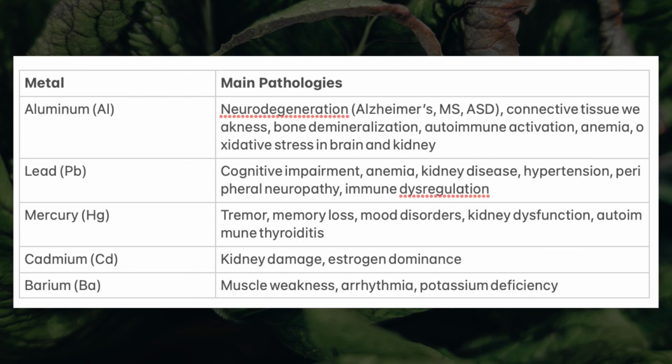Mercury, also mood disorders. It affects the brain. Autoimmune thyroiditis, so Hashimoto's, it can be a driving factor for. Cadmium is a very strong estrogen mimic, so it can cause estrogen dominance and all the downstream effects. It can cause kidney damage, and barium can cause muscle weakness and arrhythmias through potassium deficiency. Common exposures for these things are important to know. This is how we mitigate the input.